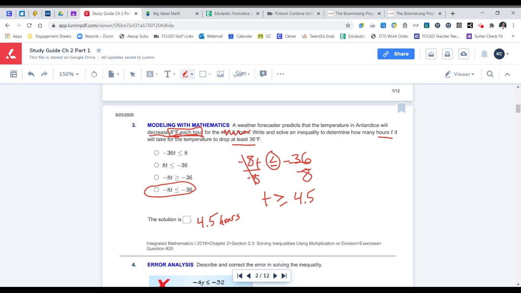Okay, if this one stumped you, don't sweat it. This is a tough problem, and it's really confusing because both of these are negative numbers because it is decreasing and it is decreasing 36 degrees. And so we want it to go beyond that 36-degree decrease to even lower temps. That's why it's written that way.